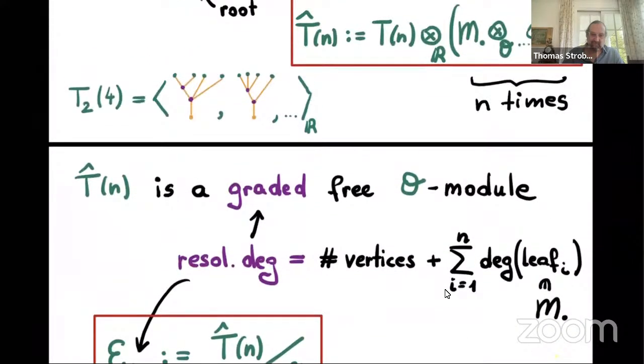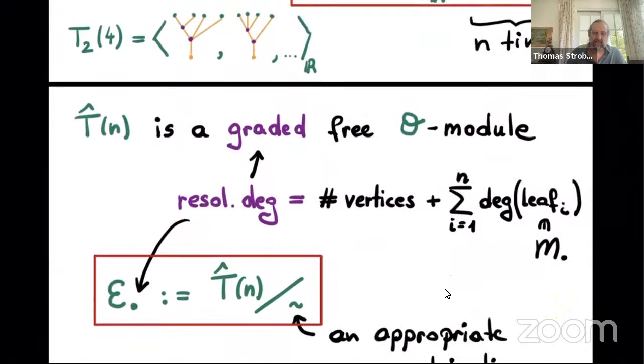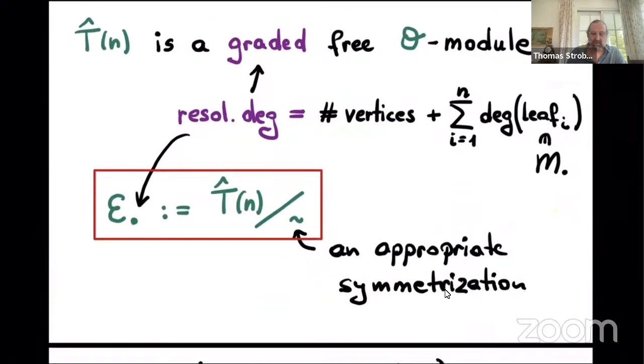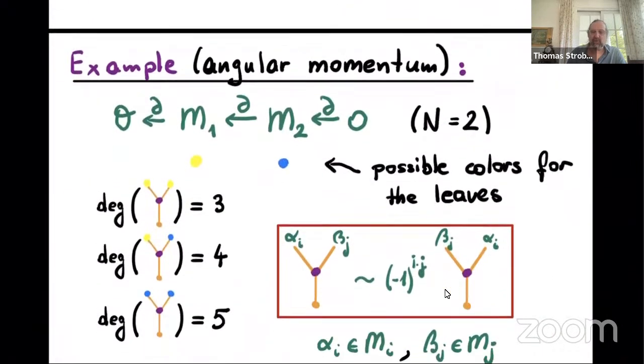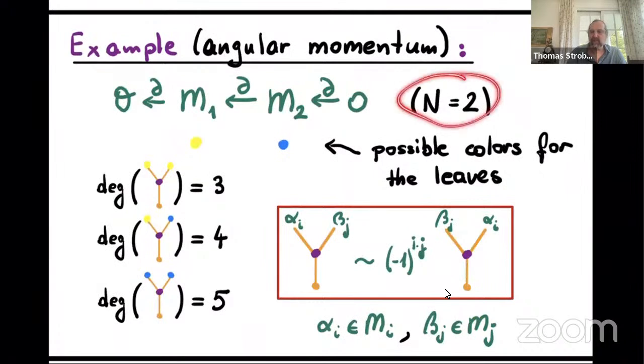So this T hat now is a graded free O module. It is graded because we define the grading as the number of internal vertices, as we call them, and the degrees of the elements attached to each of the leaves. So this gives a degree, which actually turns out to be the resolution degree. And for this tree, we should still mod out some symmetry properties, essentially. So there's some equivalence relation. I want to show it at the example of the angular momentum. There we just have the resolution of them as a module, just length two.